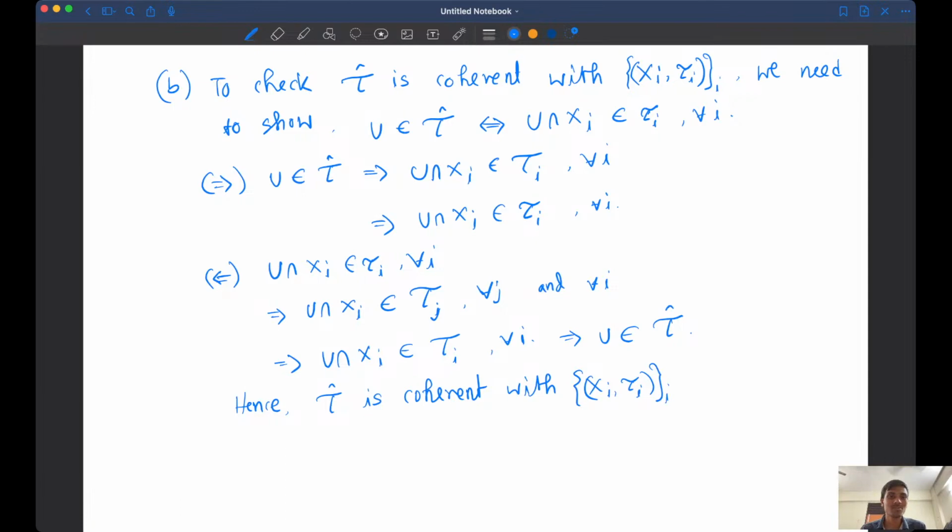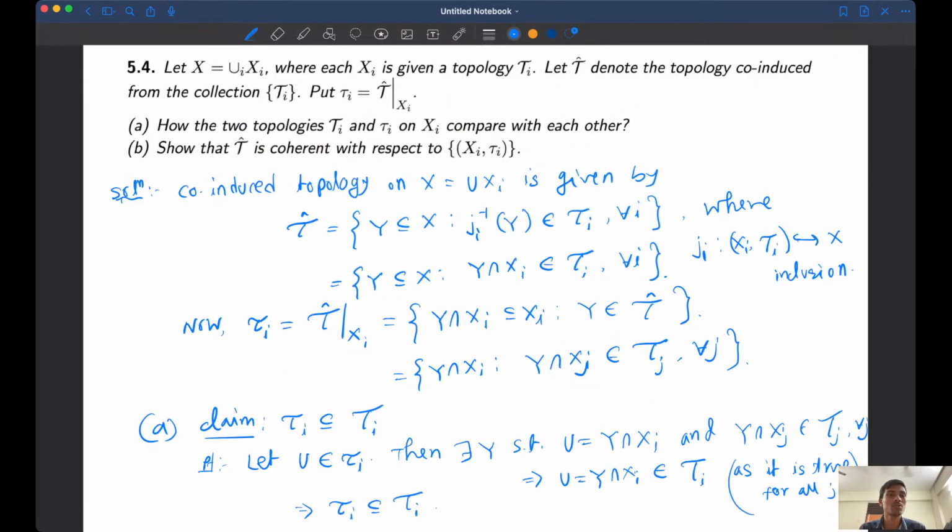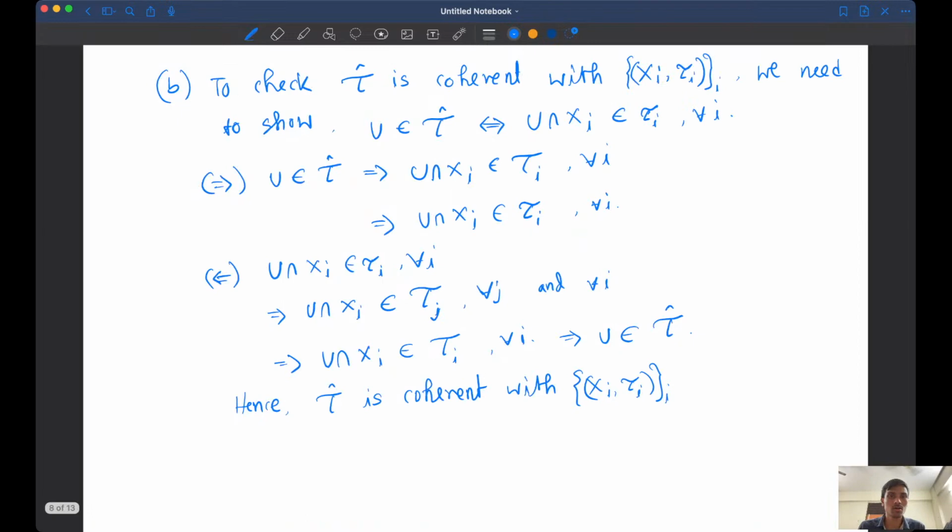In general, the point of this exercise is that the tau hat you get may not always be coherent with the given capital tau I. But if you first co-induce the topology from the given capital tau I, and then take the subspace topology on each xi from this tau hat, then these two topologies are coherent. But this tau hat may not be directly coherent with the collection capital tau I. Sad also discussed that in his note, you can follow there. This coherentness will not always be true in general if you start with this tau I, but in the subspace, after taking the co-induced topology and then the subspace, it is indeed coherent. Hope this is clear.